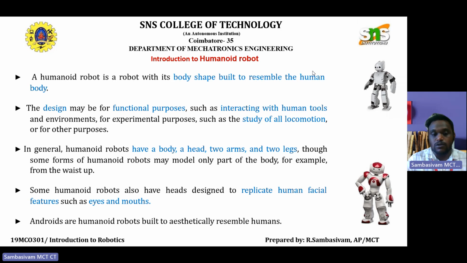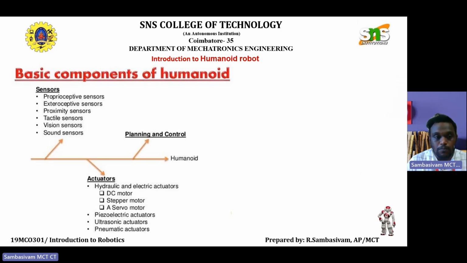These humanoid robots are built to aesthetically resemble humans. They are also used to work as human substitutes. The basic components of humanoid robots are, first, sensors. These sensors are classified into different types: perceptive sensors, proximity sensors, tactile sensors, vision sensors, and sound sensors. These are the various sensors incorporated in humanoid robots, which produce data based upon the conditions applied.